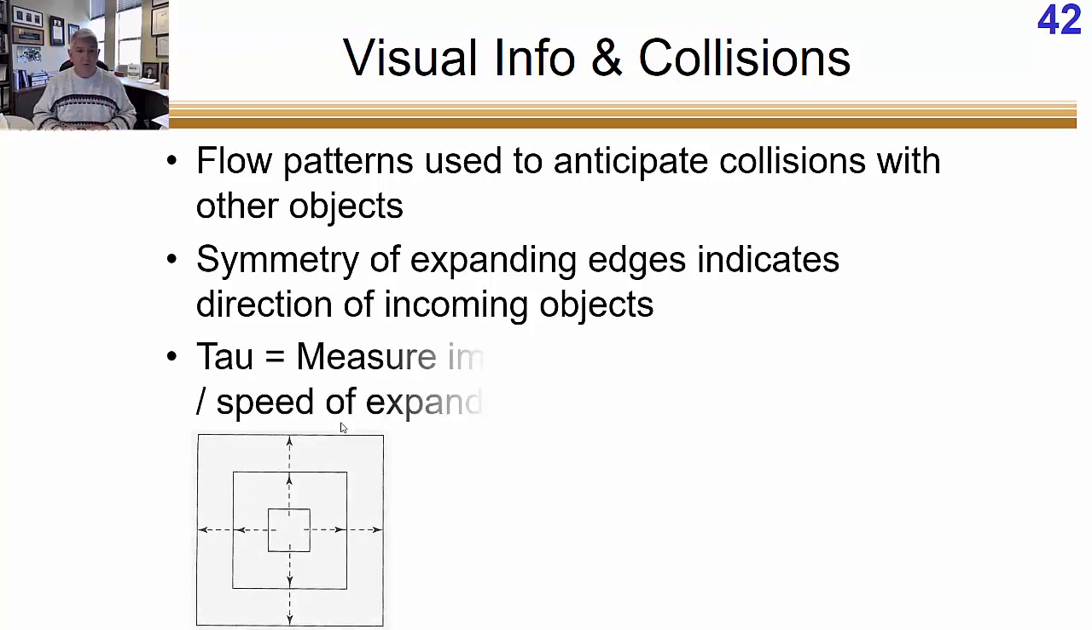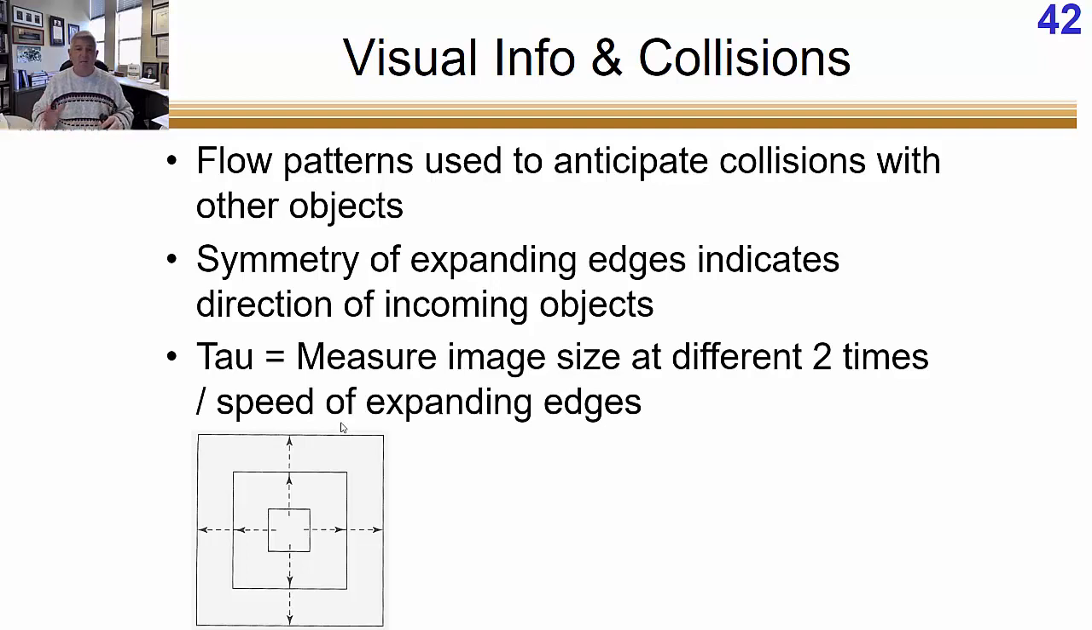Right? So that measurement of expanding edges is called tau, and it's a calculation that our brain does by looking at an object, taking sort of a snapshot of an object at different points in time very rapidly to see is it symmetrical or not symmetrical.